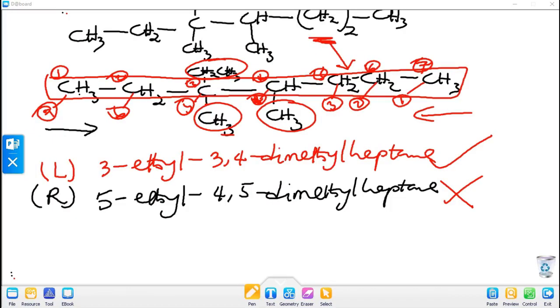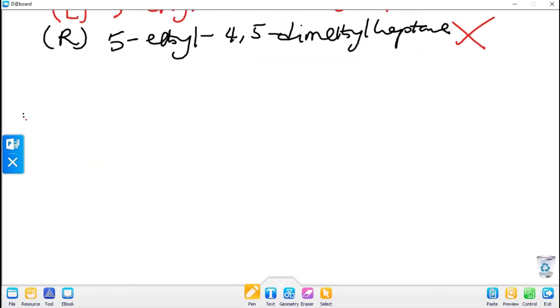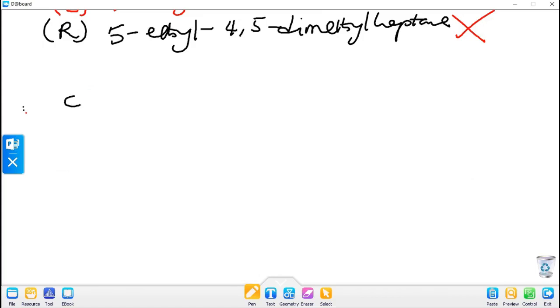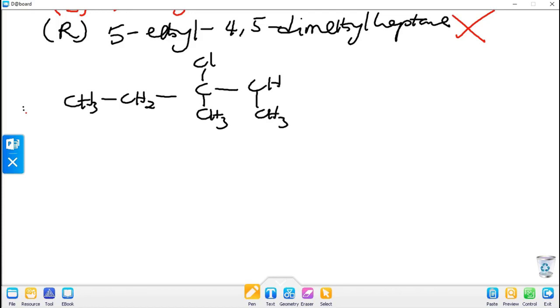The next structure is CH3, CH2, and C with a drop down of CH3, and up there we have Cl, which is chlorine. We have CH with a drop down of CH3, and then we have CH2, bracket 2, and lastly CH3.